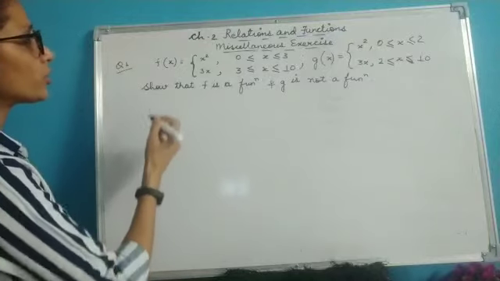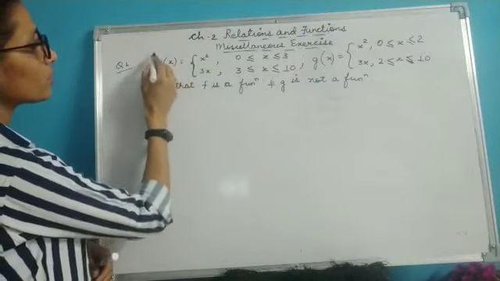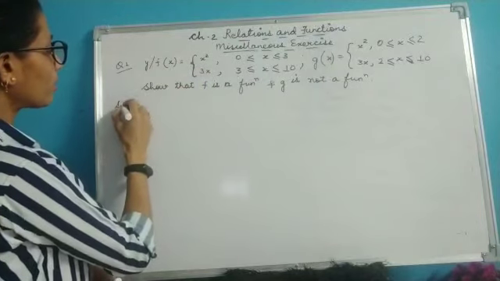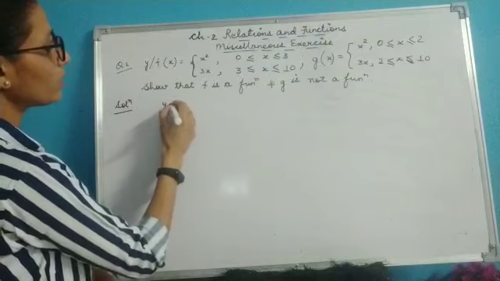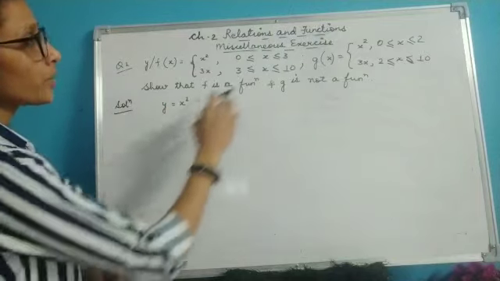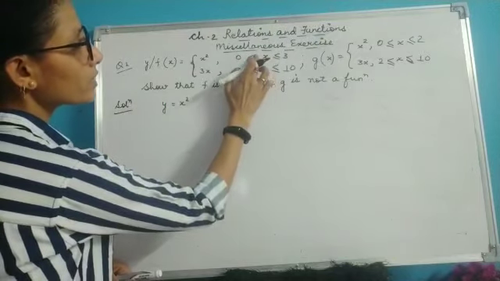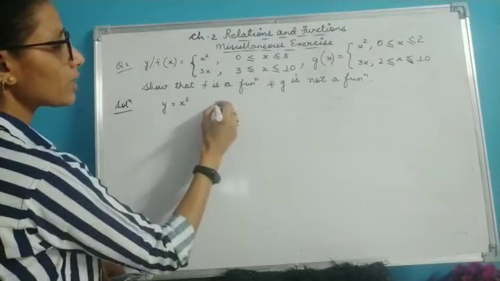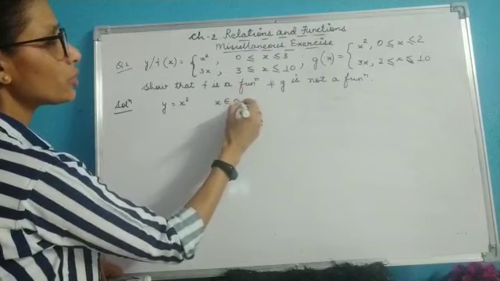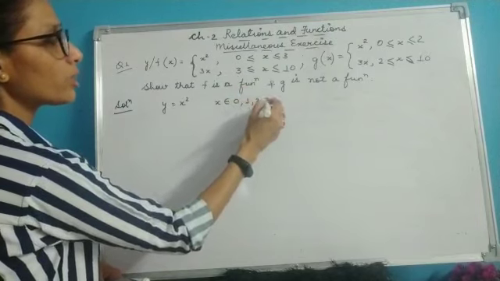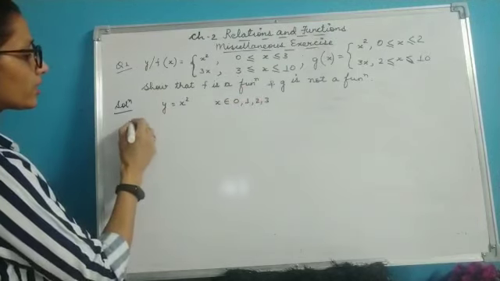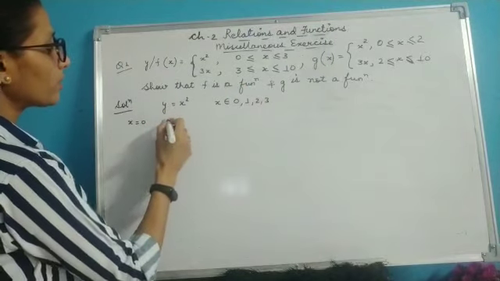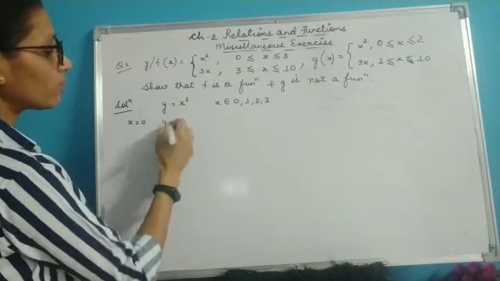Let's form the relation. Here it is given f(x), which can also be written as y. So here I can say my first function is y equal to x square. Now here x is greater or equal to 0, less or equal to 3. That means x can take the values 0, 1, 2 and 3. So when x equals 0, what will be our y? If x is 0, y will be 0.